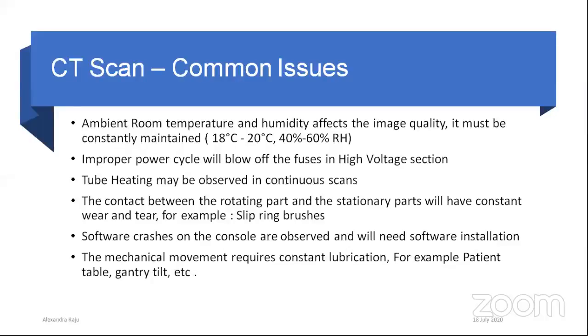Let's discuss the common issues that can be seen during a CT scan. In a CT room, we have to maintain an ambient room temperature and humidity range. The temperature has to be maintained at 18 to 20 degrees Celsius, and the humidity also has to be maintained. If there is a variation in the voltage source or in the power, the fuse may even blow off. And if the CT is continuously used, the tube may heat up fast.